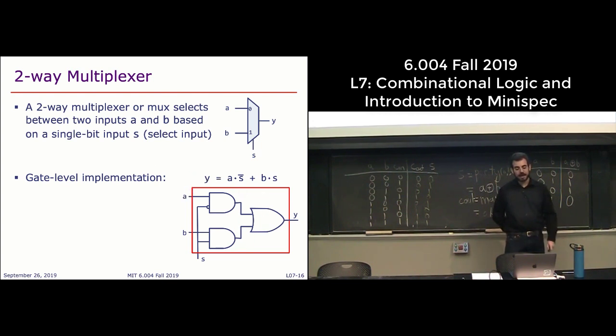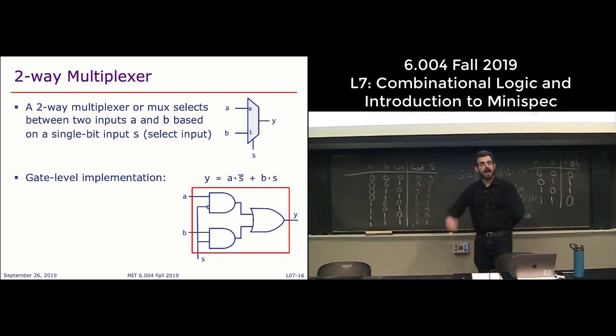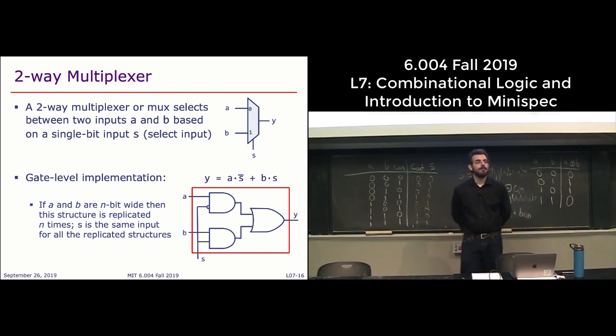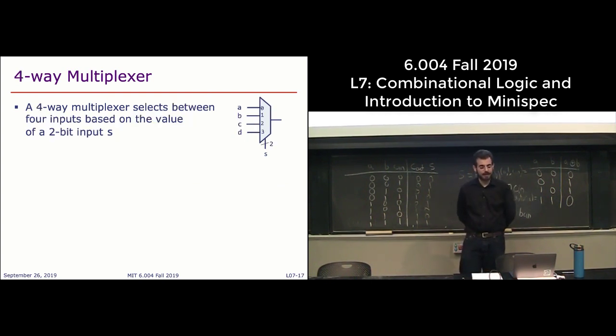It's just this set of gates. And this is just for one-bit inputs. If A and B were n bits, then you'd have this structure replicated n times. Right? You just have n copies of this in parallel, all of them driven by the same one-bit select signal. Okay, is this clear? Good. So we have something that selects among two things.